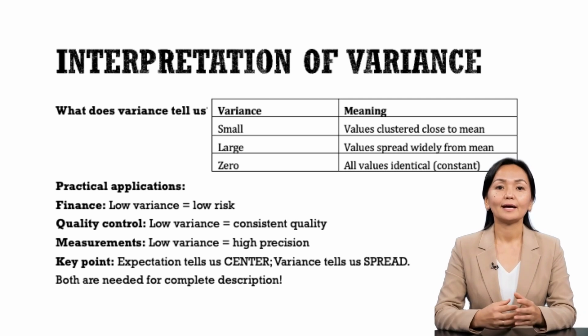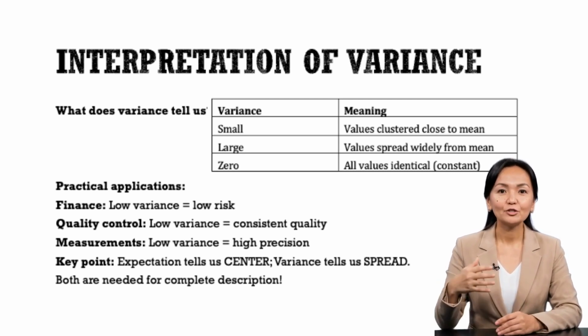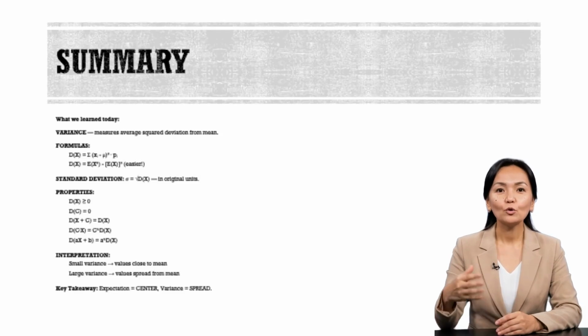In A, values can be as far as 10 units away from the mean. In B, values are clustered very closely around 10. This is a powerful example showing that expectation alone is insufficient. We absolutely need variance to understand the full picture. So what does variance actually tell us in practical terms? Let me summarize the interpretation.